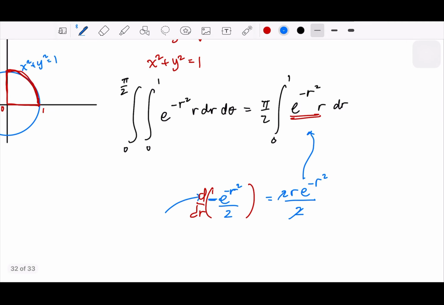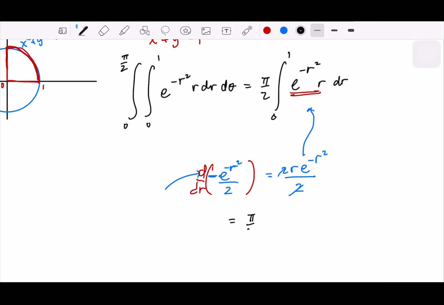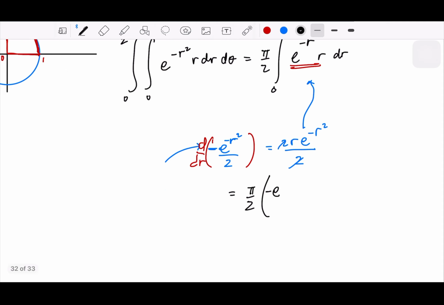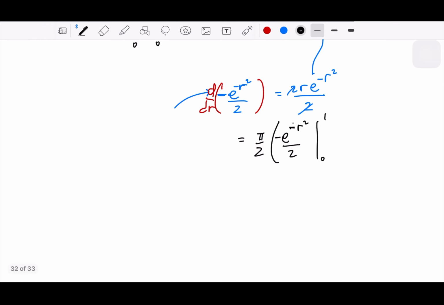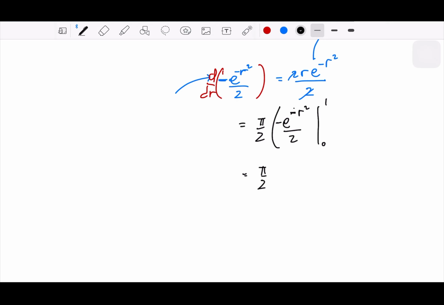So we could get directly pi over 2, e negative r squared, or maybe just write this first. Sorry. So we put 1 inside and we put 0. Because of the negative, this will be 1 minus 1 over e, right? E minus 1.